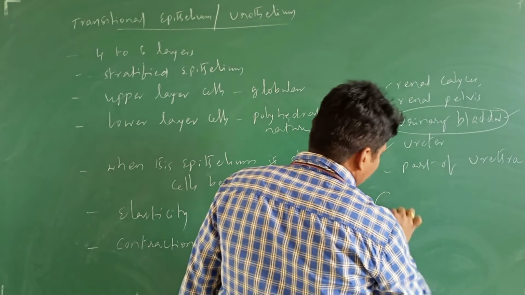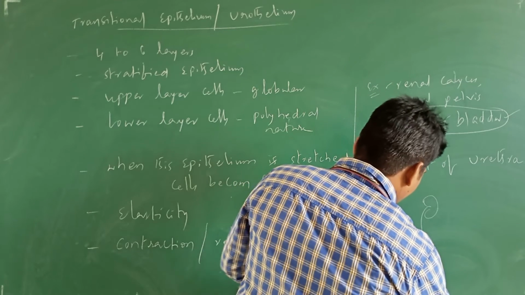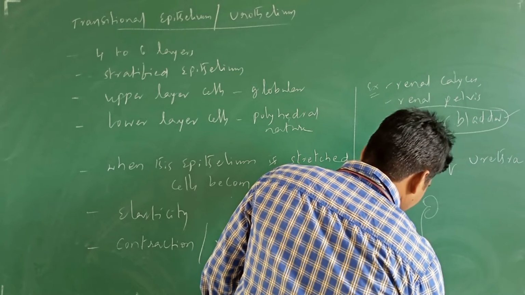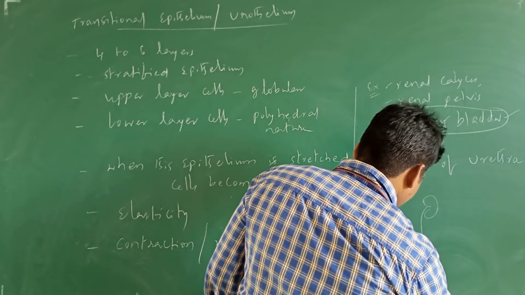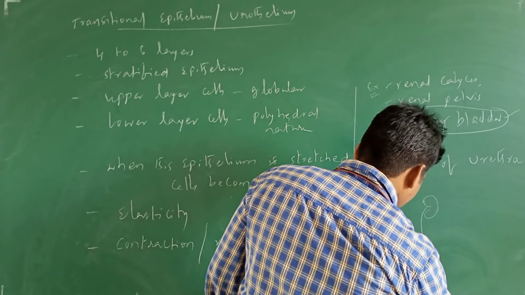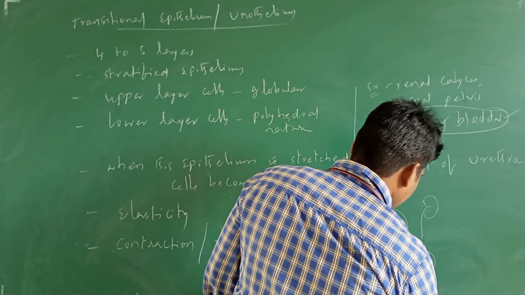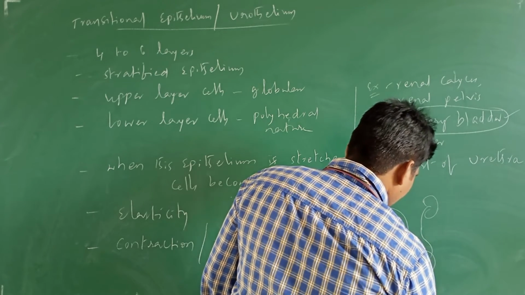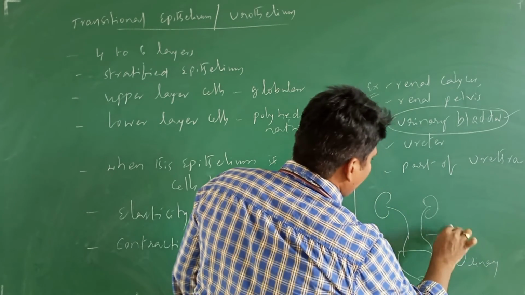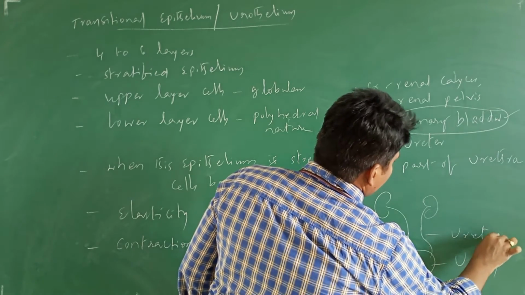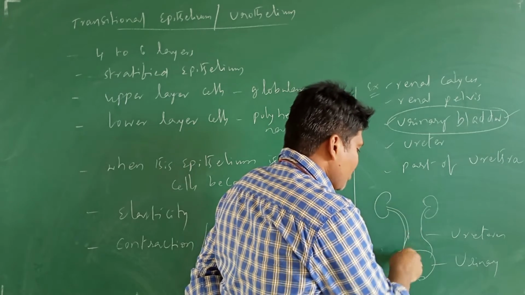These are the two kidneys. From them the ureters come and enter this region, and this is the urinary bladder. These are the ureters. Clear? Whatever is filtered enters into the urinary bladder.